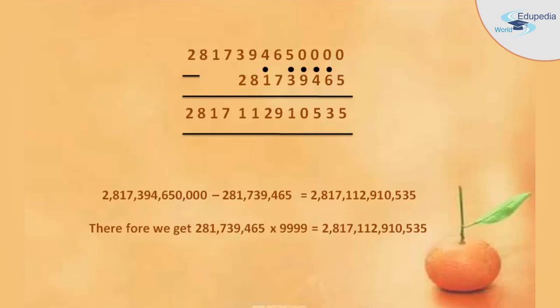281,739,465 into 9,999 is equal to 2,817,112,910,535. So guys, this is the way we can use case number 3 shortcut in order to get the product when we are multiplying a number with a series of 9s.